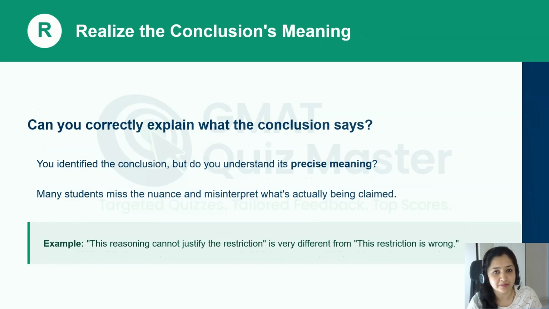R stands for Realize the meaning of the conclusion. A lot of students can identify the conclusion. However, they miss its nuances. They do not understand what exactly it is saying. So you need to confirm whether you have understood the conclusion properly or not. For example, "this reasoning cannot justify the restriction" is very different from "this restriction is wrong." So just think about it.